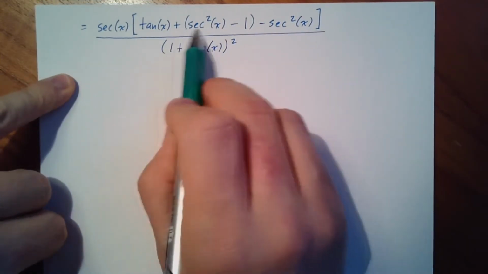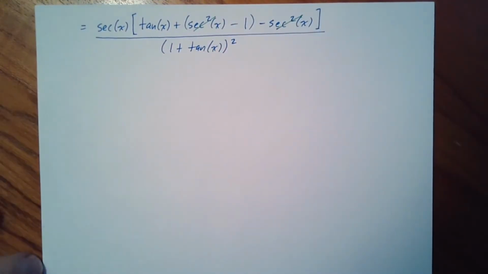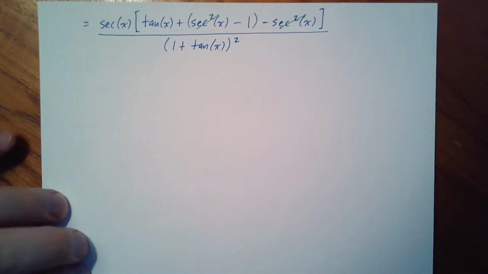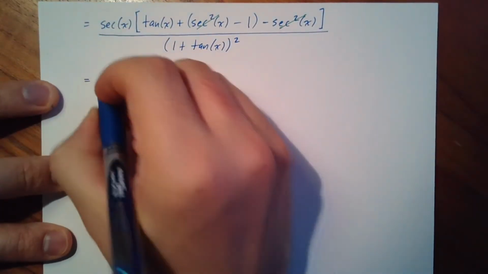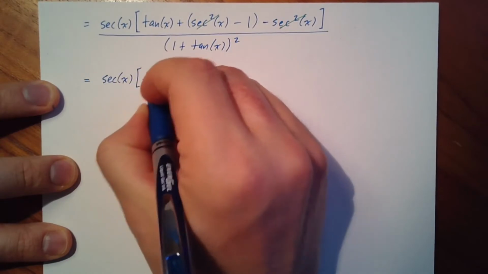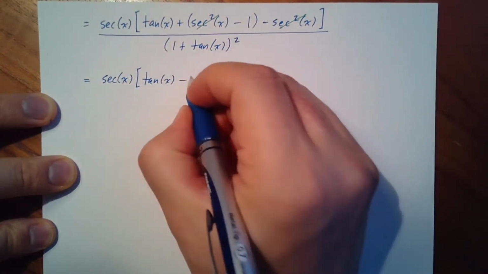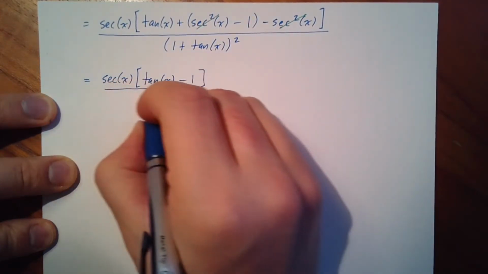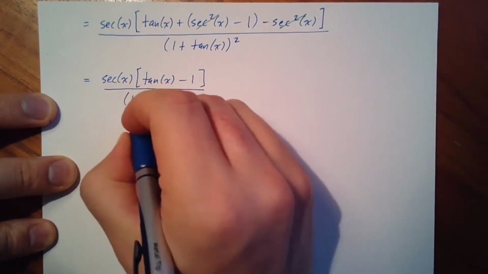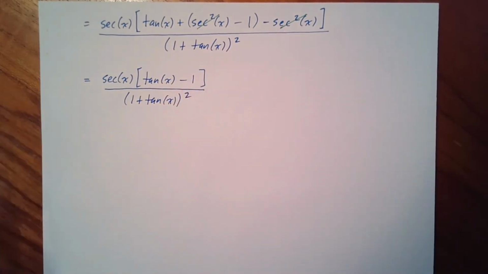So we've got plus secant squared of x, that's going to cancel with the minus secant squared of x over here, and that's why this works out so nicely, because now what we have is secant of x times tan of x, and all that's left is the minus 1, so tan of x minus 1. Now this is starting to look a little bit more approachable. So this is our f prime of x, right?